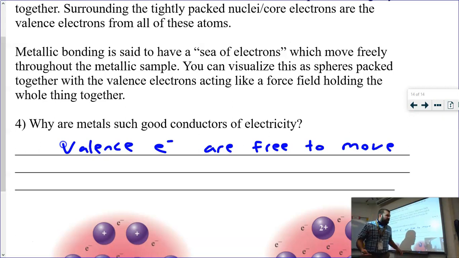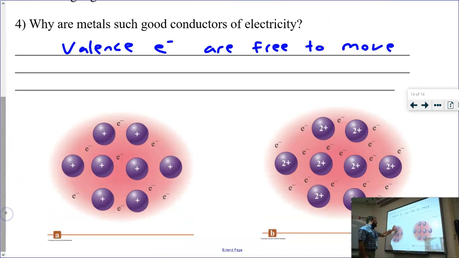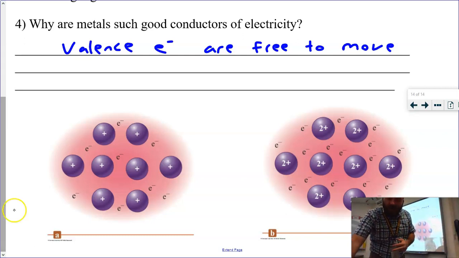Metallic bonding is this. Metallic bonding occurs when all of these positively charged nuclei of the metals just kind of pack in nice and tight, all in these layers and in this three-dimensional shape. But the valence electrons of all of those atoms are free to move. And that free flow of the valence electrons is how electricity can travel through or be conducted through all of these metal samples.